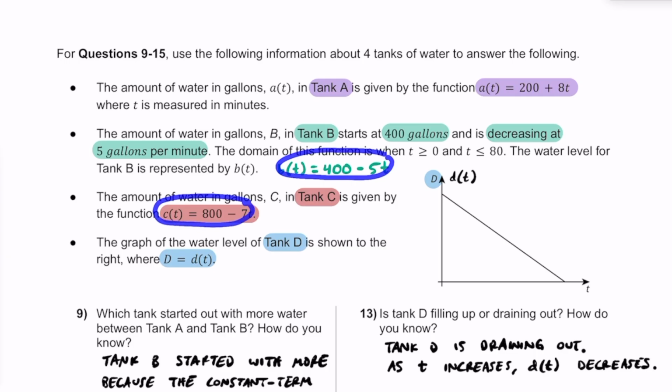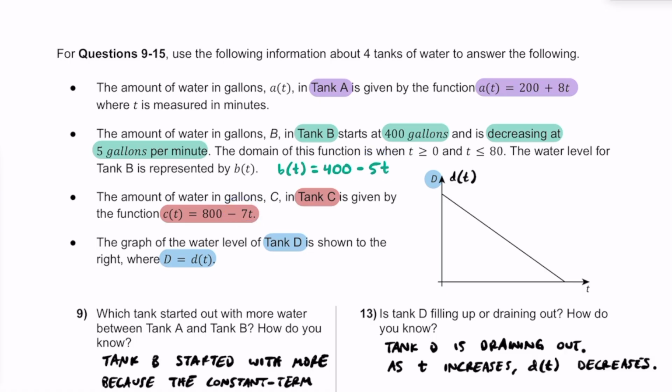It looks like C starts out with a lot more water here, right? C is starting out with 800 gallons, B is starting out with 400 gallons, but they're both losing water because of these negative coefficients here. But which one's losing water at a faster rate? This negative 5 means that it's losing at 5 per minute. That's for tank B. And this negative 7 means that this tank is losing at 7 per minute. So that's what that negative 7 represents for function C here.